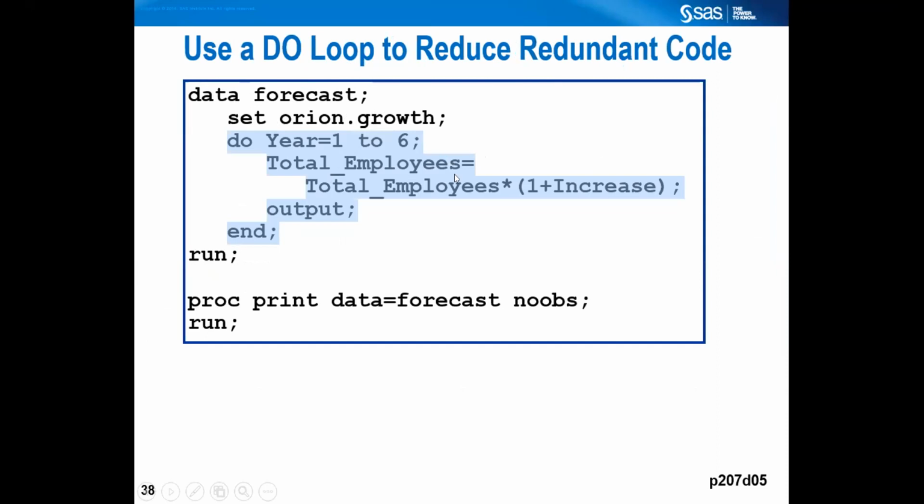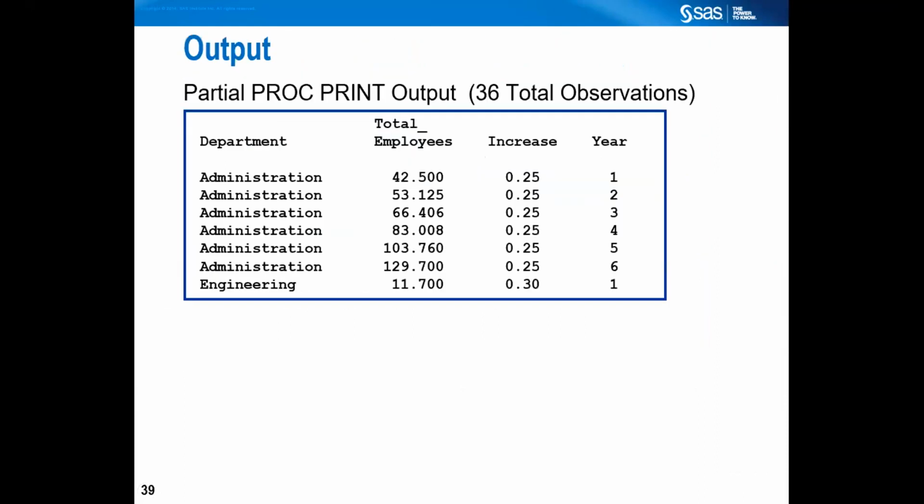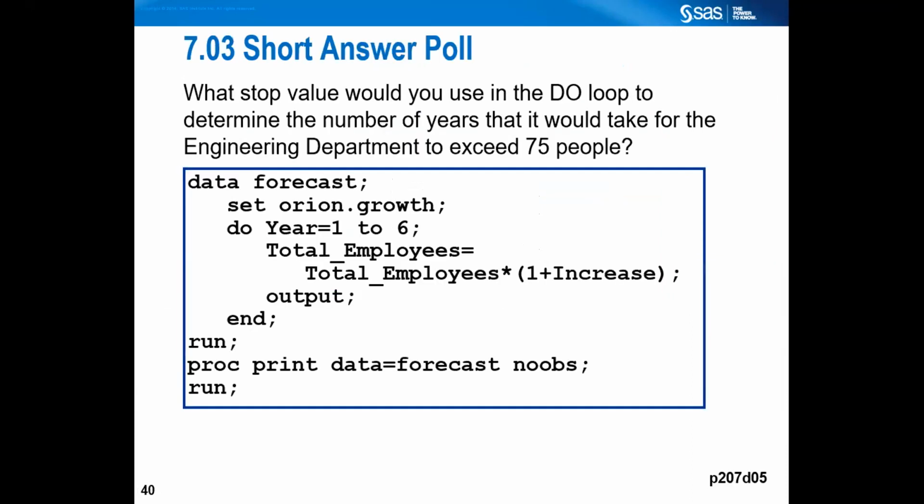So this was simple, where you are avoiding repetitive coding, correct? But now the scenario here is, okay, this was your output, all fine. The question now is, what stop value would you use in the do loop to determine the number of years that it would take for the engineering department to exceed 75 people? Think on it and tell me.